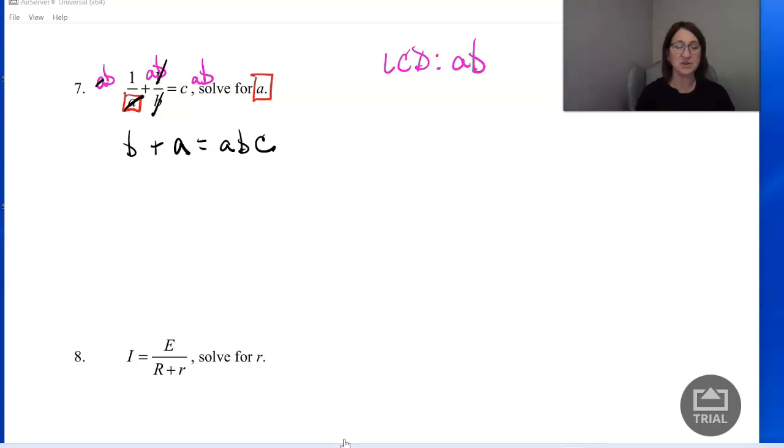I need to still, it's asking me to solve for A. So I am going to subtract B from both sides. And so it's left with A equals A, B, C minus B.